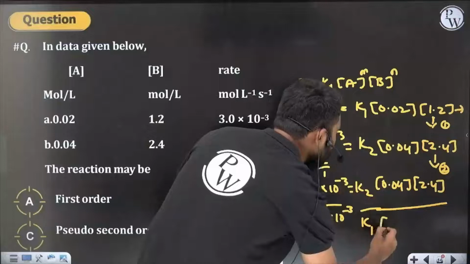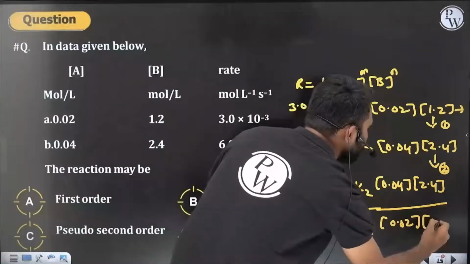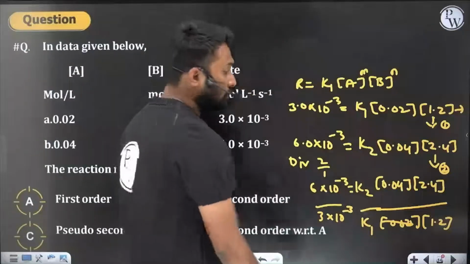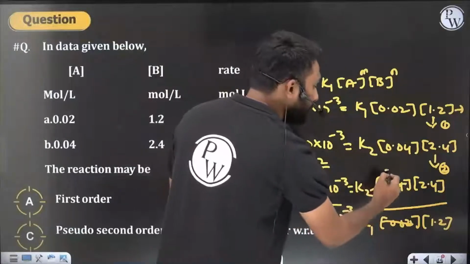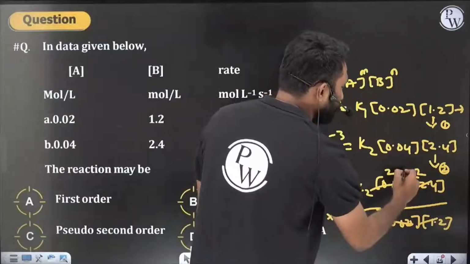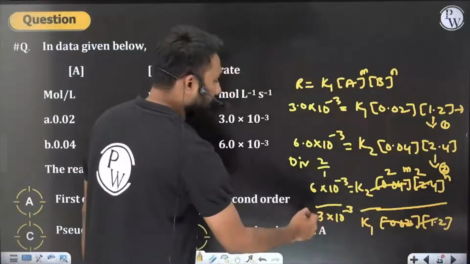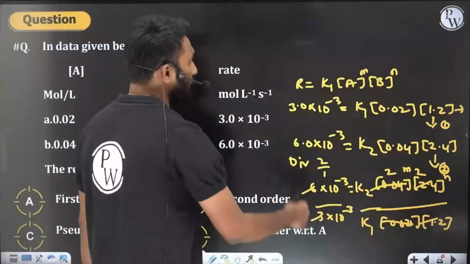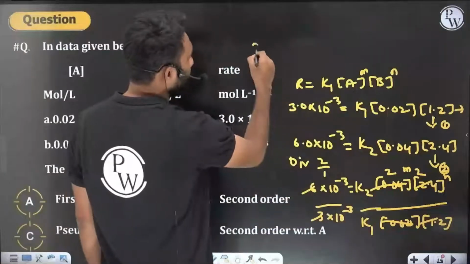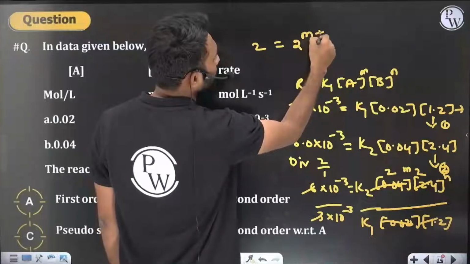Now concentration of 0.02 into concentration of 1 by 2. Now 0.02 and 0.04 it will become 2. Now 1.2 and 2.4 it will become 2. Now 2 to the power m and 2 to the power n. Now here 3 will get cancelled. Now what will we get? I am writing here for this one. Now 2 is equal to 2 raised to the m plus n.